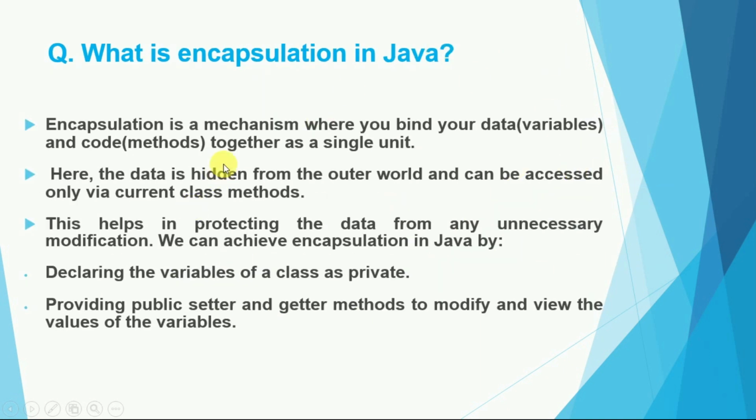So what is encapsulation in Java? Encapsulation, we already discussed, is a mechanism where you bind your data, and we can say you bind your variables and methods together in a single unit. So data is hidden from the outer world and can exist only via the current class methods. So basically this helps in protecting the data from any unnecessary modification, and we can achieve encapsulation in Java in two ways: first, declaring the variables of a class as private, and providing public getter and setter methods to modify and view the values of variables.